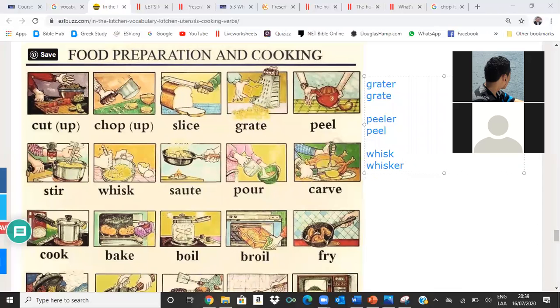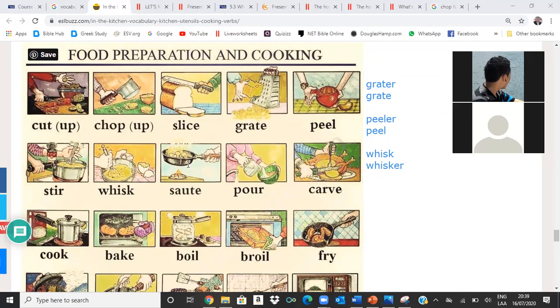Whisk. Whisk, batir. Yes. Okay, whisk is the instrument. Okay. Next, saute. Repeat, saute.